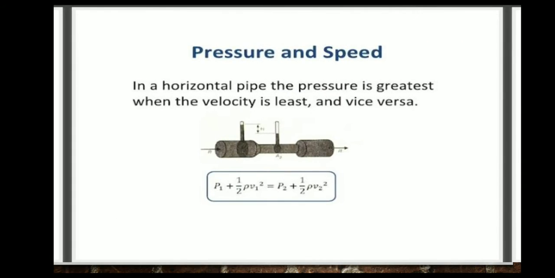Next one, pressure and speed. In a horizontal pipe, the pressure is greatest when the velocity is least and vice versa. P1 plus half rho v1 squared equals P2 plus half rho v2 squared.